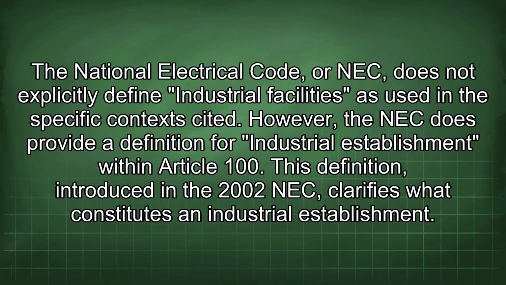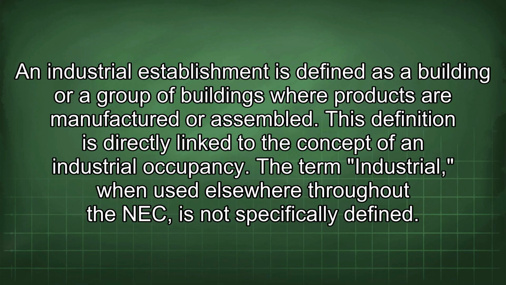The National Electrical Code, or NEC, does not explicitly define industrial facilities as used in the specific context cited. However, the NEC does provide a definition for industrial establishment within Article 100. This definition, introduced in the 2002 NEC, clarifies what constitutes an industrial establishment. An industrial establishment is defined as a building or a group of buildings where products are manufactured or assembled. This definition is directly linked to the concept of an industrial occupancy.